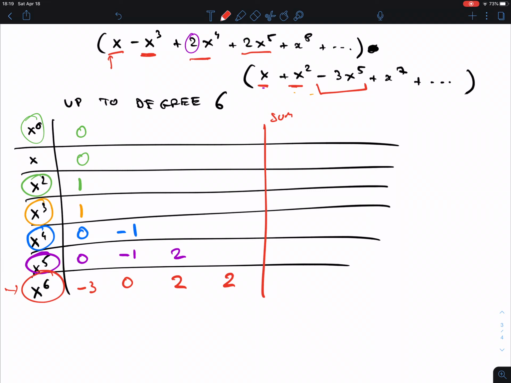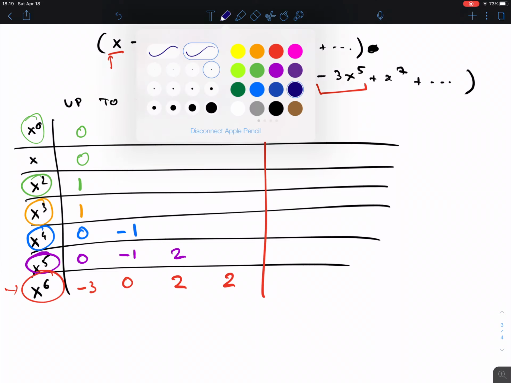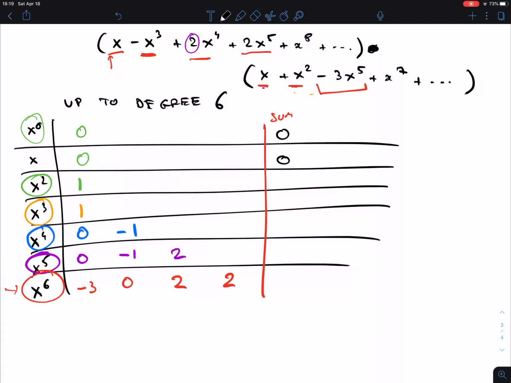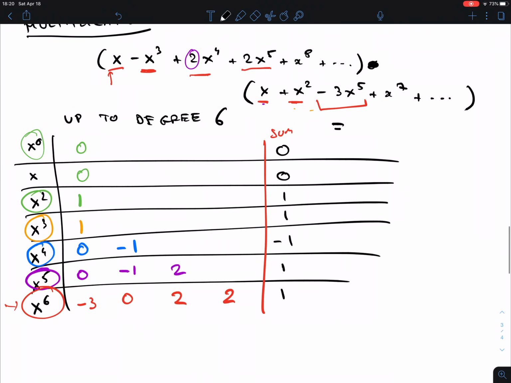So of course the sum, let me do everything in black now. Sorry. This is just 0, this is just 0, this is just 1, this is just 1, this is -1, this is +1, -1 plus 2 is +1, you get 4 minus 3 is 1. So what this means is that this product is equal to 0 times x to the power 0, plus 0 times x to the power 1, plus 1 times x to the power 2, plus 1 times x to the power 3, minus 1 times x to the power 4, plus 1 times x to the power 5, plus 1 times x to the power 6.